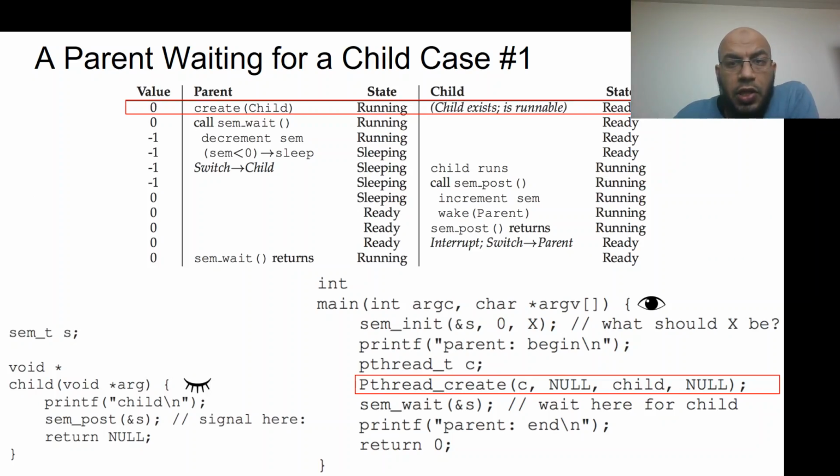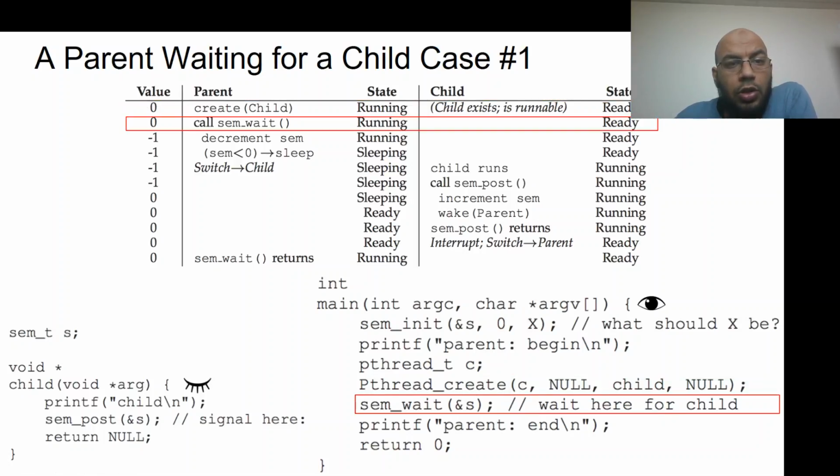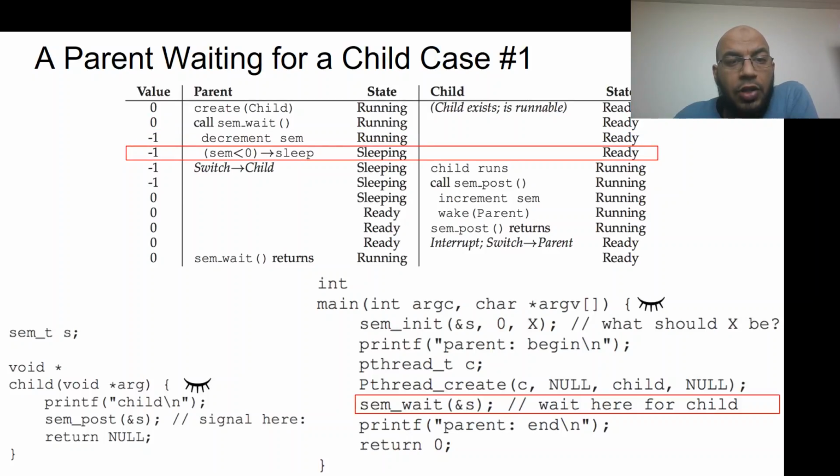So you create the child, and you have a semaphore that was initialized to 0. You call semaphore wait. Now you have -1. You decrement the semaphore. Now you cannot run anymore as a parent. You go to sleep and you switch to the child.